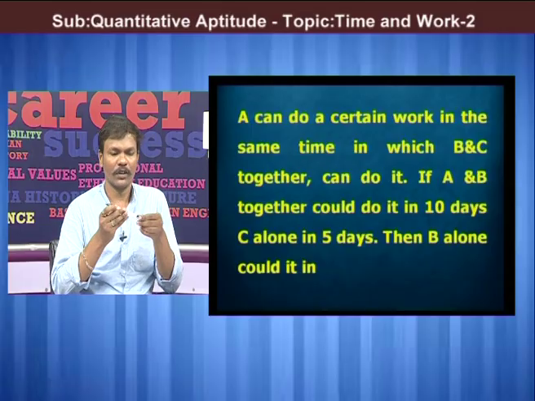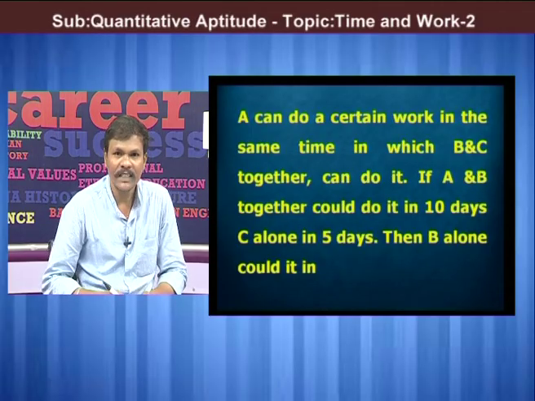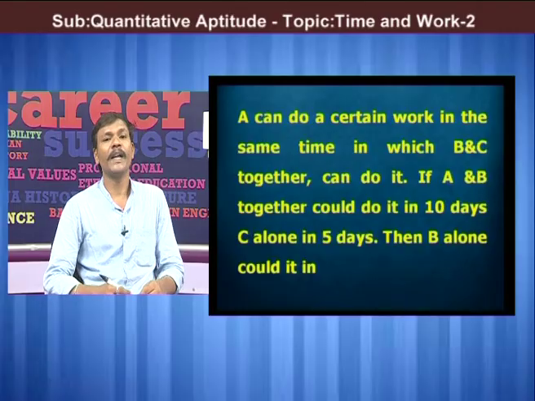Okay, clear? So the question is: A can do a certain work in the same time in which B and C together can do it.